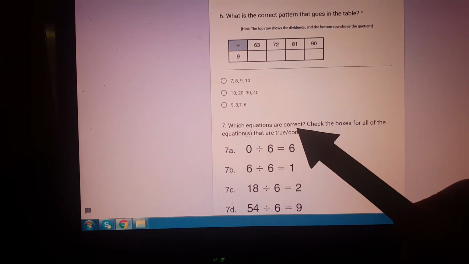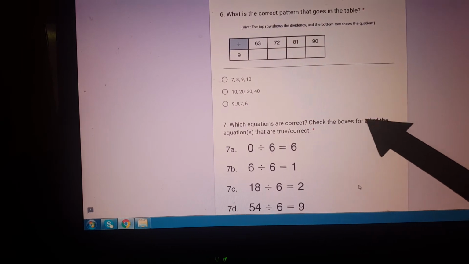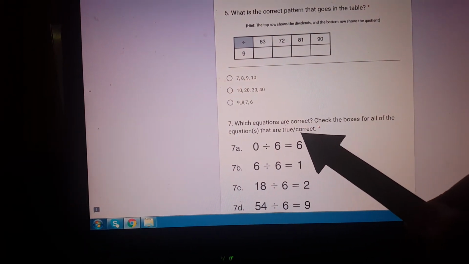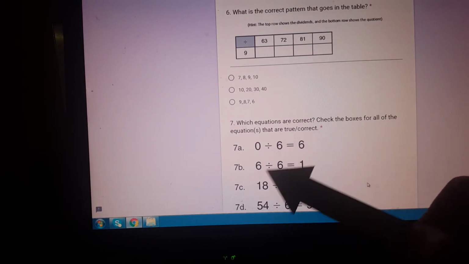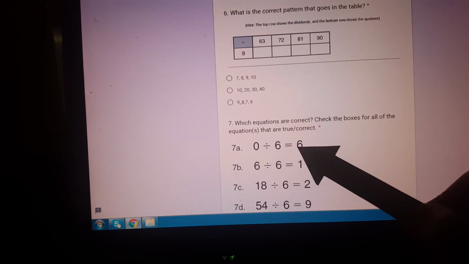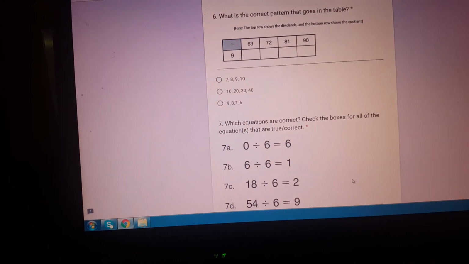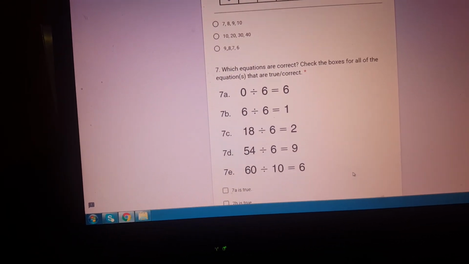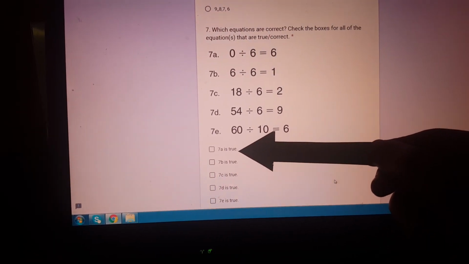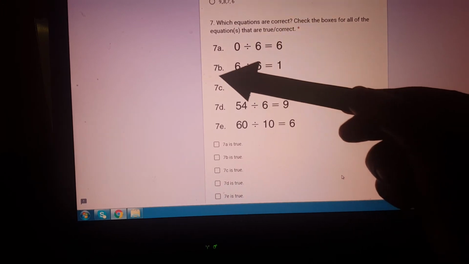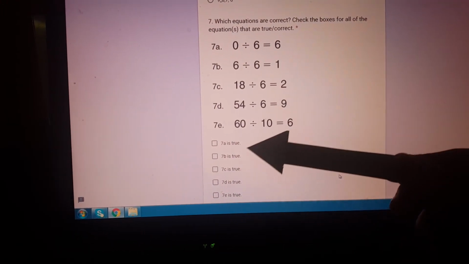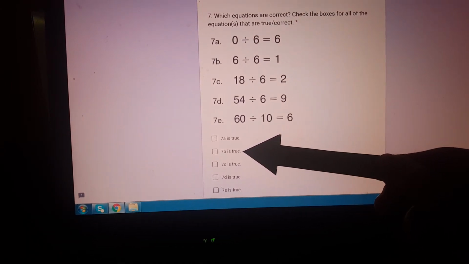Which equations are correct? Check the boxes for all of the equations that are true or correct. 7a says 0 divided by 6 equals 6. If that is true, then click that it is true. 7b says 6 divided by 6 equals 1. If that is true, click 7b is true.